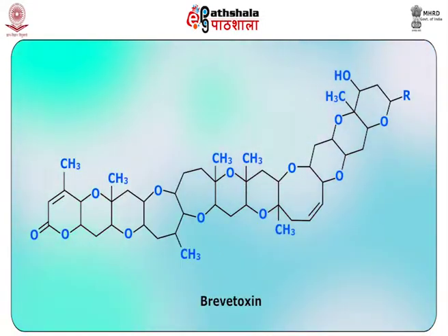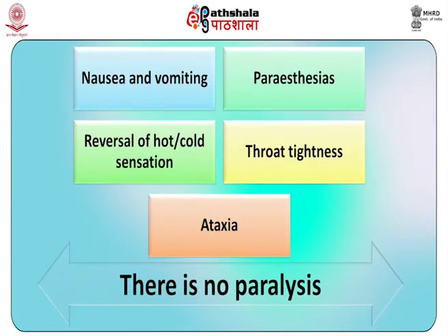Neurotoxic shellfish poisoning or NSP is caused by a toxin produced by another red tide dinoflagellate, that is Gymnodinium breve. The active principle is the lipid soluble polyether brevetoxin, one of the most potent neurotoxins known. In humans, ingestion of brevetoxin contaminated shellfish can result in gastroenteritis with neurological symptoms. Within 3 hours, nausea and vomiting, paresthesias, reversal of hot or cold sensation, throat tightness and ataxia may occur.